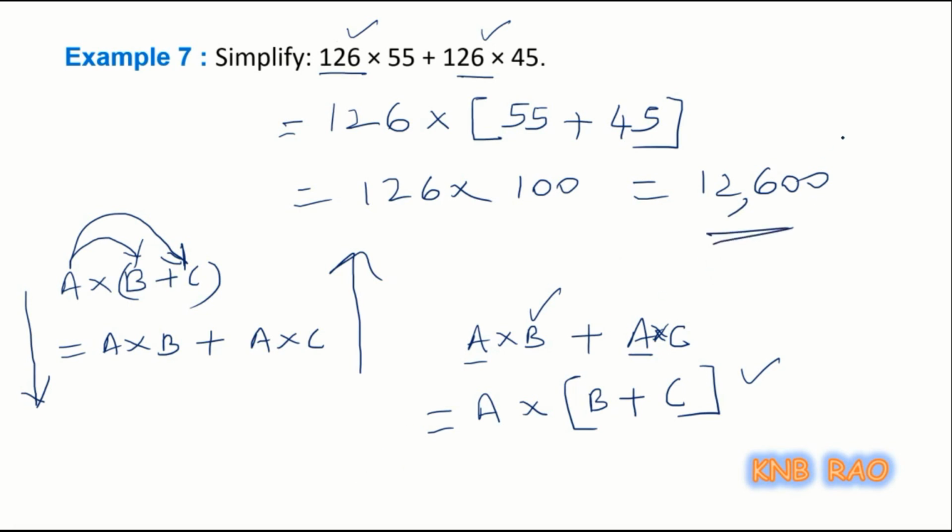It is that easy, na? Rather than multiplying 126 into 55, taking that product, again doing 126 into 45, taking that product separately, adding those two numbers which ultimately give 12,600 only. So this is how we use a very important property called distributive property.